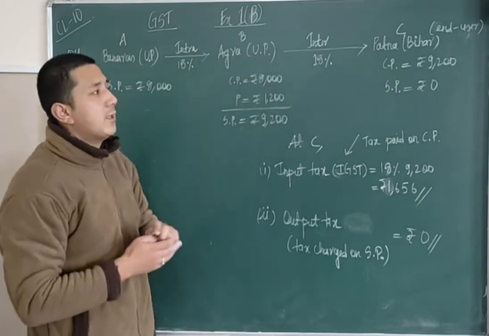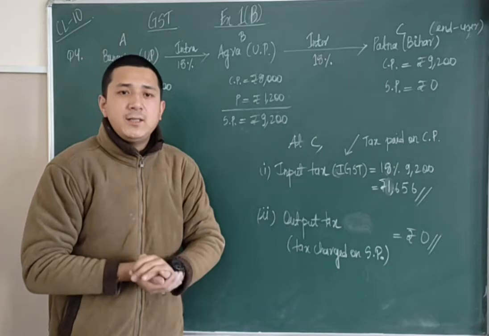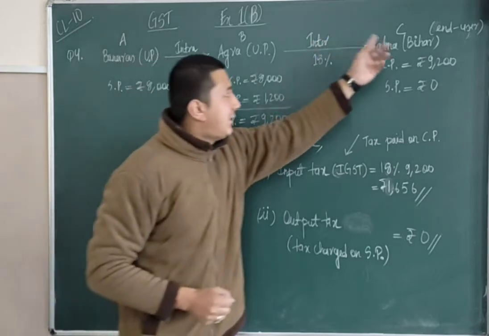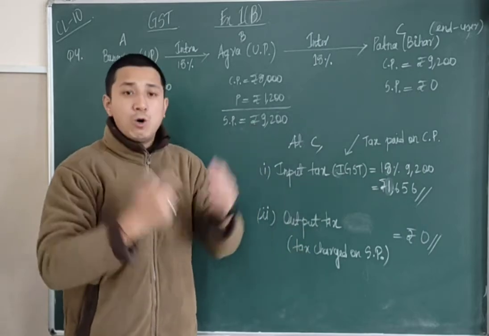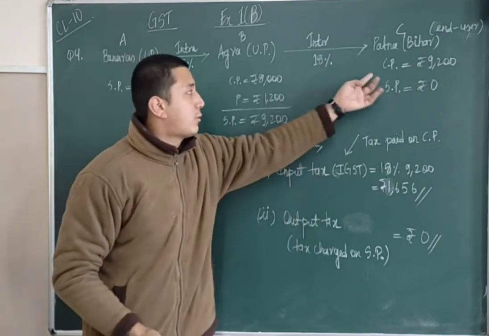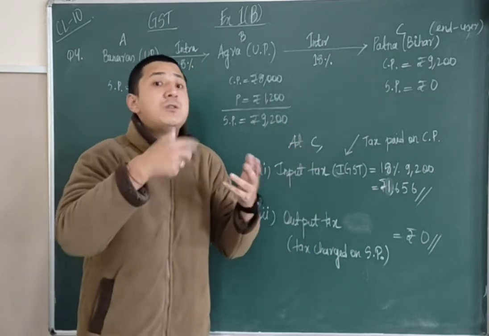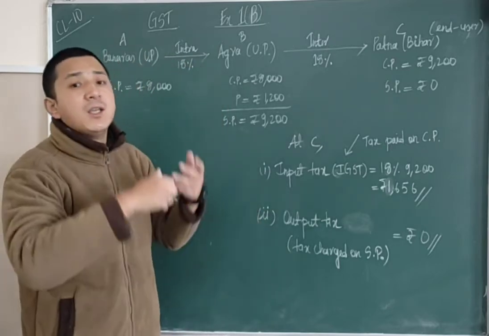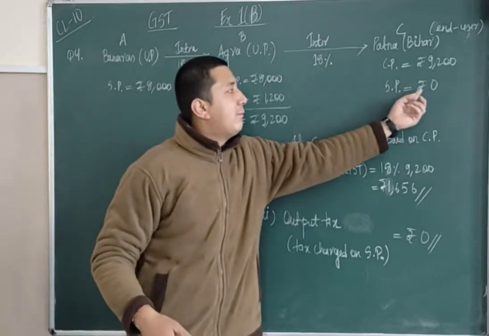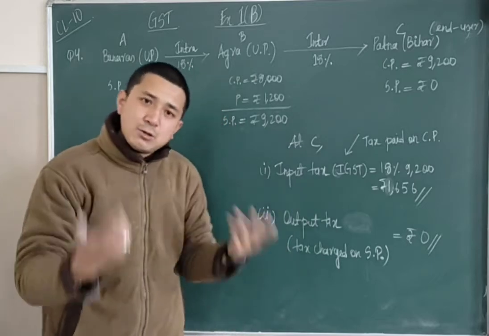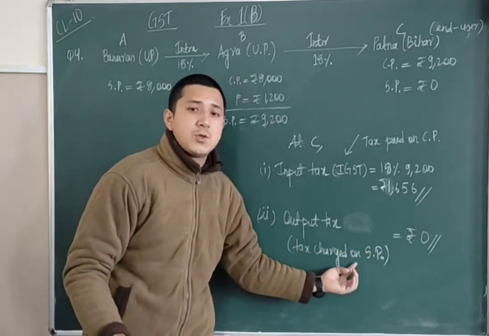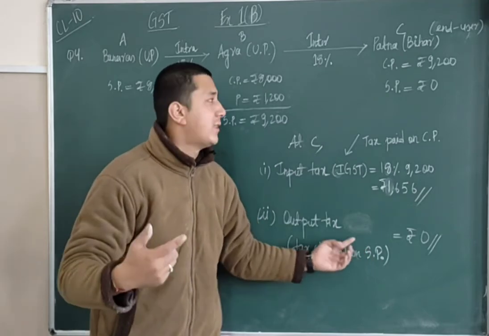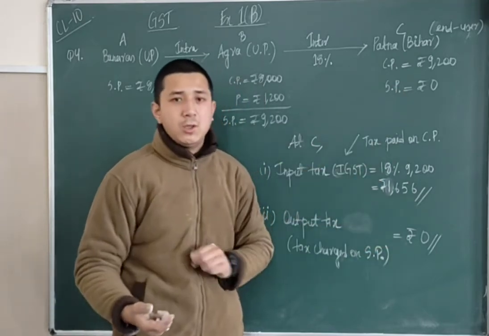The rate is 18%. The question is asking you, find the input tax at C and output tax at C. What is input tax? How much you have paid on the cost price. And what is output tax? How much you have charged on the selling price. See, further he is not selling, so selling price is 0. So output tax has to be 0 because he is not selling. Tax charged on selling price: he is not selling at all. Selling price is 0, so tax will also be 0.